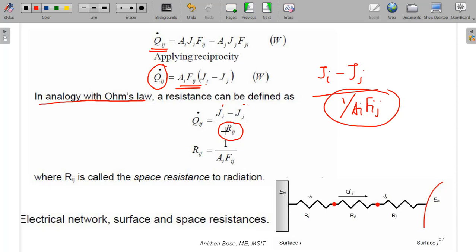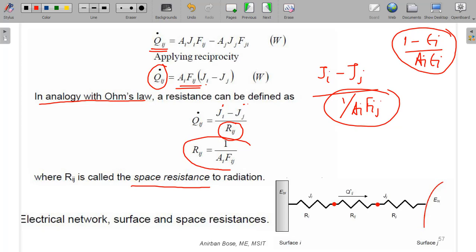This particular resistance is called the space resistance. Previously we have seen the surface resistance, which was (1 minus epsilon i) by (Ai epsilon i). That was the surface resistance, and here this quantity 1 by Ai Fij is the space resistance between points i and j, and this is the surface resistance at the surface i.